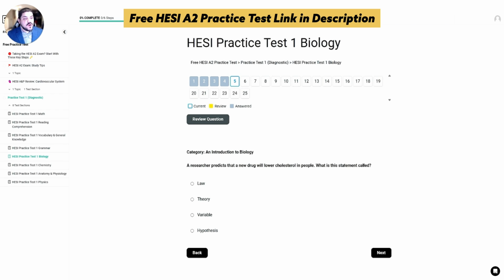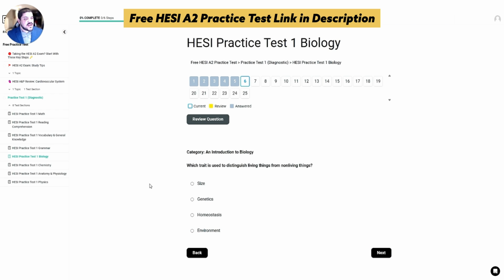These are the kind of questions where if you know the definition of each of these, it should be pretty quick to the answer, which is D, hypothesis. A hypothesis is a testable statement that predicts the outcome of an experiment or a study based on prior knowledge, observations, or theories. In this case, the statement predicts that a new drug will have a specific effect, which is lowering cholesterol on a specific population, which are people. This prediction can be tested through controlled experiments or clinical trials, making it a hypothesis.